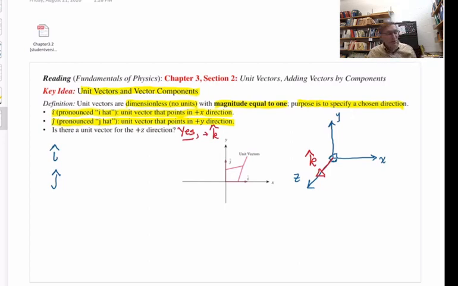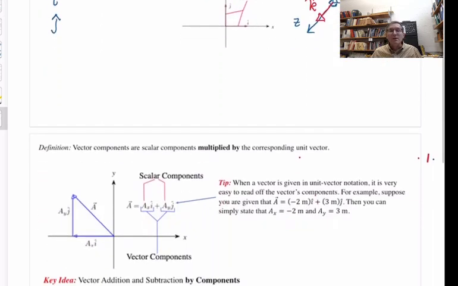Okay, so we have just introduced three somewhat unique, special vectors called unit vectors. They have no dimensions. They have magnitude equal to 1, and they just point in their assigned directions. i hat points in plus x, j hat points in plus y, k hat points in plus z. So that's technically all we're going to say at this point about unit vectors. Now we're going to start to use them, and we're going to introduce the concept of vector components.